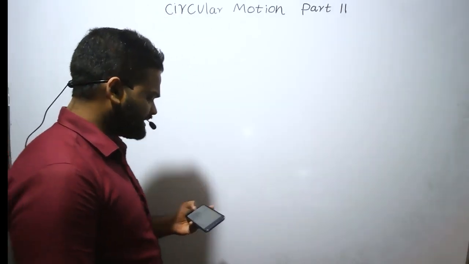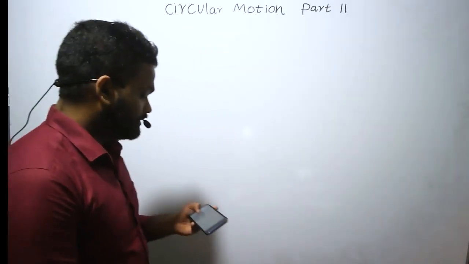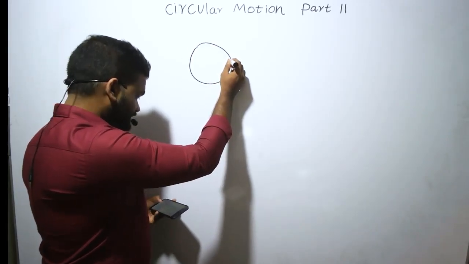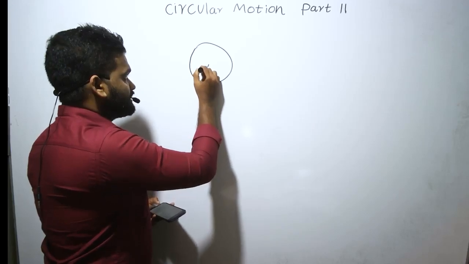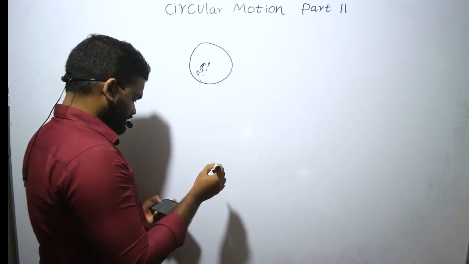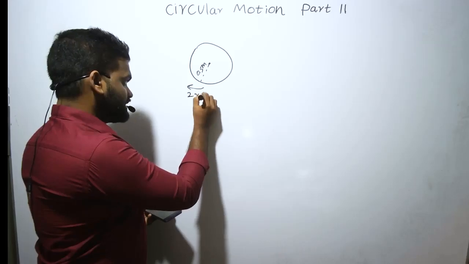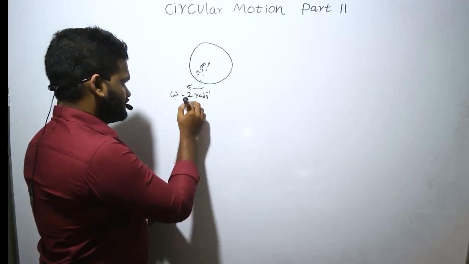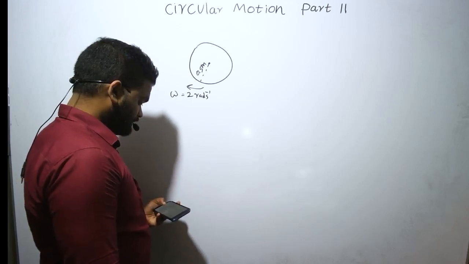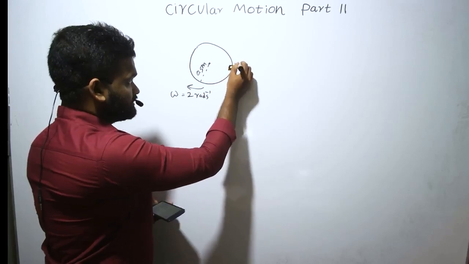A coin is placed at the edge of a rough circular plate with radius 50 centimeter. So let's say this is the circular plate and it has a 50 centimeter radius, 0.5 meters. If the plate is rotated at 2 rad per second, so this is omega and constant, they say a coin is placed at the edge. Let's say it has a mass m.